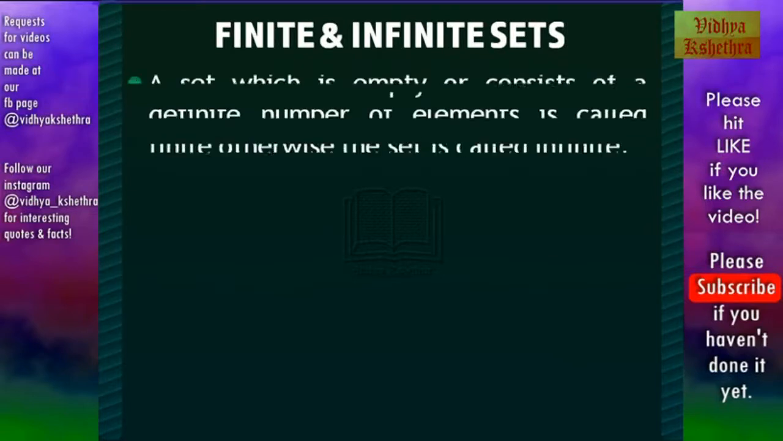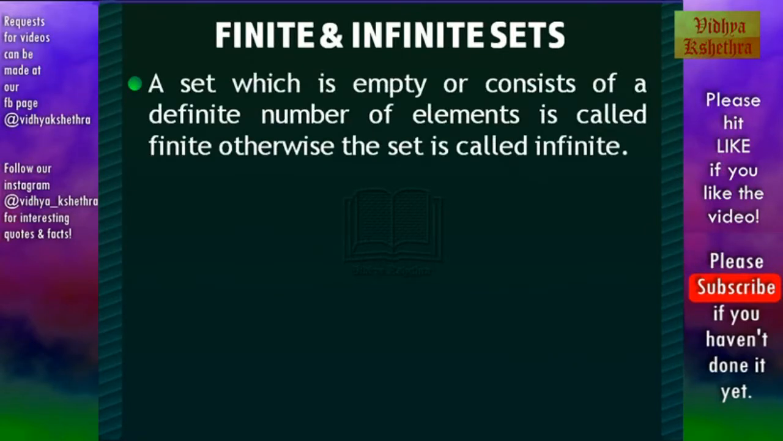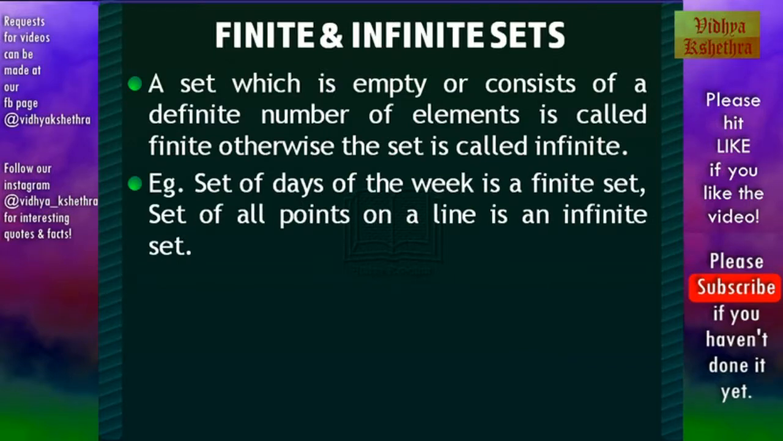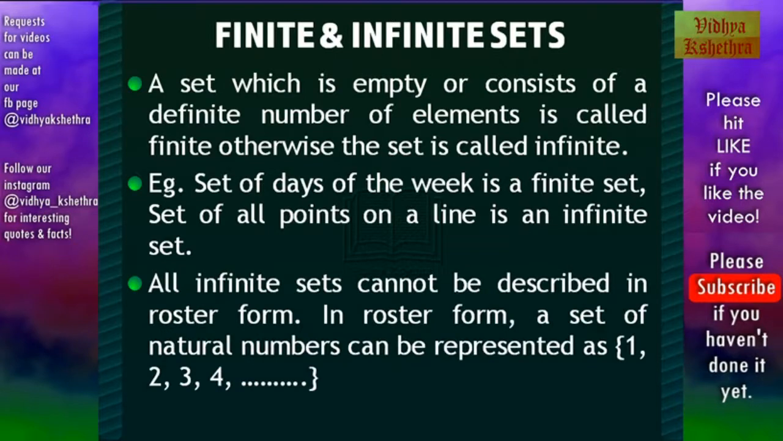Now we shall see about the finite and infinite sets. A set which is empty or consists of a definite number of elements is called finite. Otherwise the set can be called infinite. Example, the set of days of a week is a finite set, while the set of all points on a line is an infinite set since a line consists of an infinite number of points.